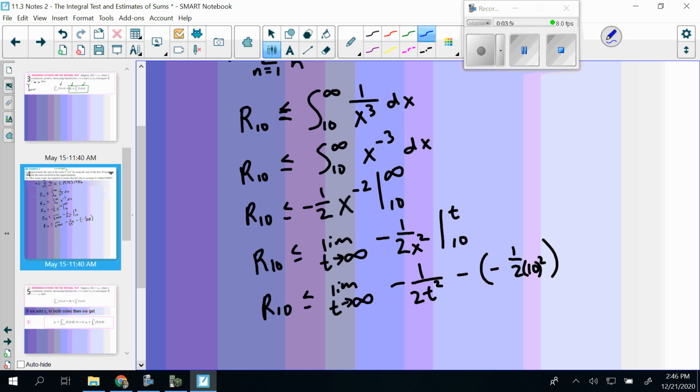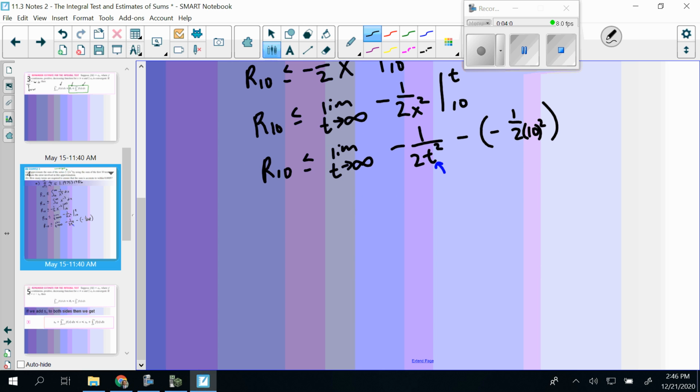Okay, so evaluating now our limit. If t is going to infinity, getting really big, that's going to be a really big number squared, times 2 even bigger. If we have 1 over a large number, that's all going to 0. So our first term is 0. Our other one here, we have minus a negative, so we know that's plus. And then we have 10 squared, which is 100, times 2 would be 200. So this is going to be plus 1 over 200. So it looks like our remainder here is going to be less than or equal to 1 over 200.